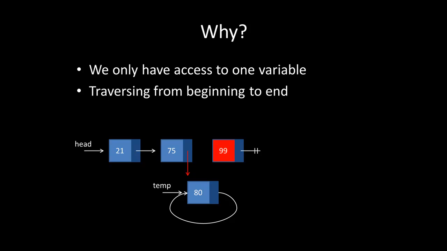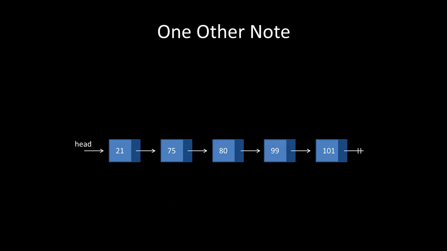Now you may be asking, why does this happen? Well, remember we only have access to one variable, and that's the head variable. It's not like we can bounce around this list and have direct access to each one of these nodes. We have to traverse this list from the beginning, meaning the head variable, and follow all of these next pointers through the entire list. So you can see because no variable points to this 99, there's no way that we can get to it.